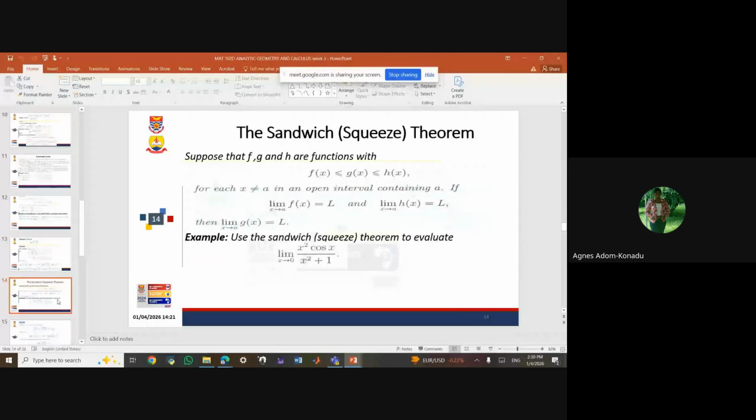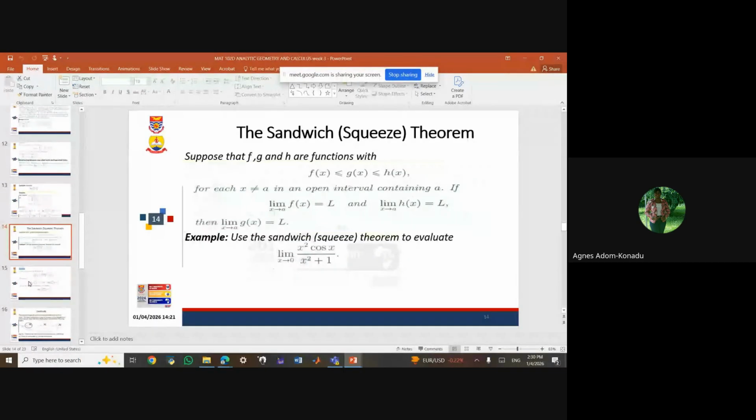Then from there, we also looked at the squeeze theorem. We said that if you have three functions, f, g, and h, and g lies between f and h, and the limit as x approaches a of f of x is L, and the limit as x approaches a of h of x is also L, then the limit of g of x is also L. That is the squeeze theorem.